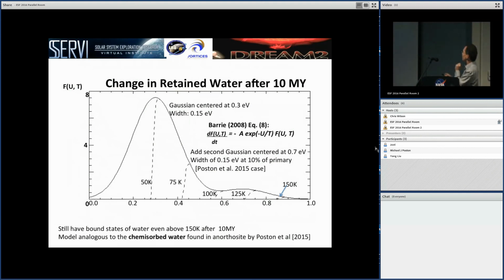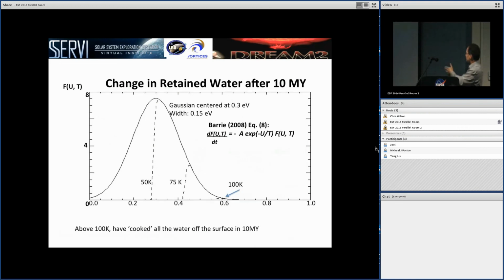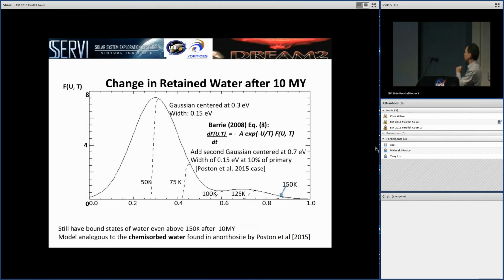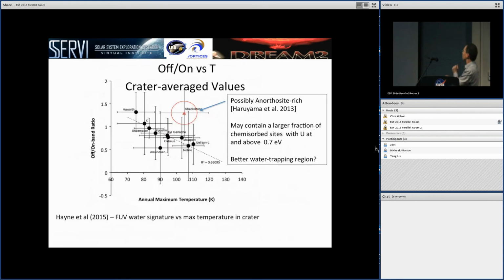And so to look at this in another way, here's the distribution, and here's the evolution of the distribution. We solved this using the Berry equation 8, out of their equation 8. If you sort of cooked the surface for 10 million years at these different temperatures, you find that at 50K you'd lose about half the distribution, or half that big core. But with the chemi-absorption sites that Poston et al. found, you could actually have sites still present even up to 150K. Whereas if you didn't have those chemi-absorbed sites, they'd all be gone, and you'd get rid of the whole distribution at 100 or 110K or so.